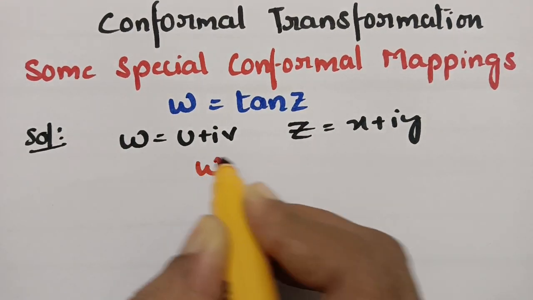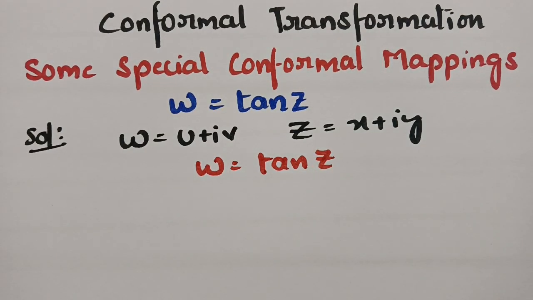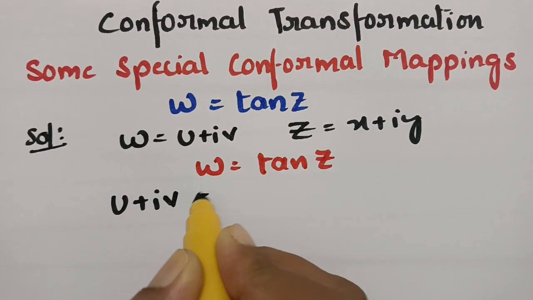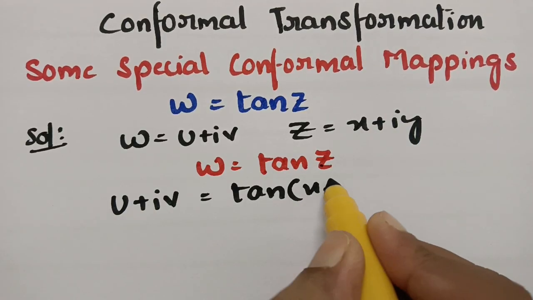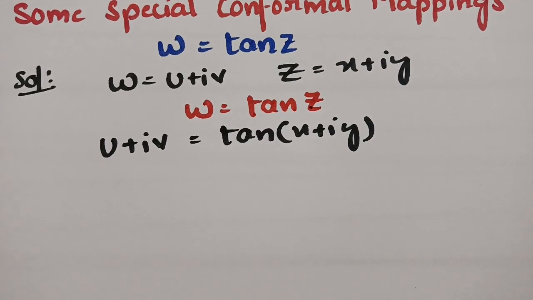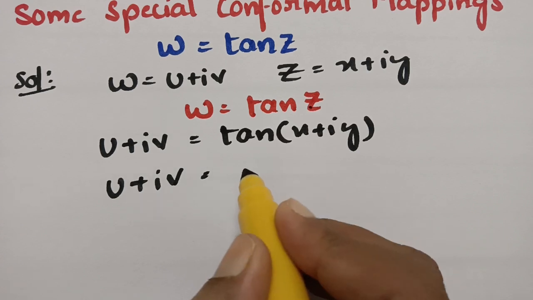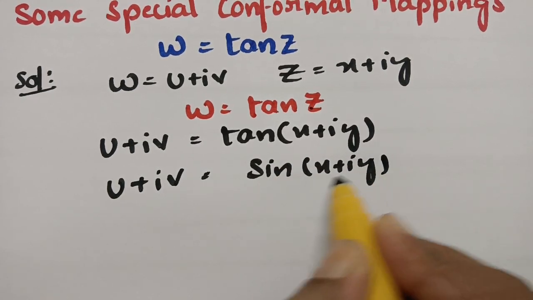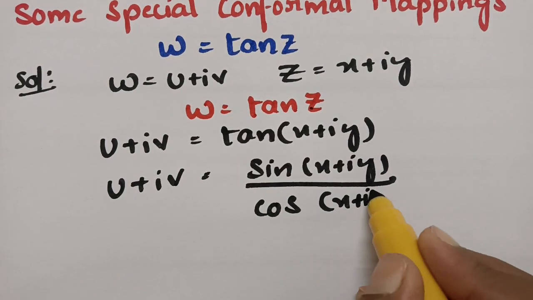W is equal to tan Z. So in place of W, I am going to keep U plus iV, which is equal to tan, and in place of Z, I am going to write X plus iY. Clear? Okay. The next thing here is, U plus iV can be written as sine of X plus iY by cos of X plus iY.